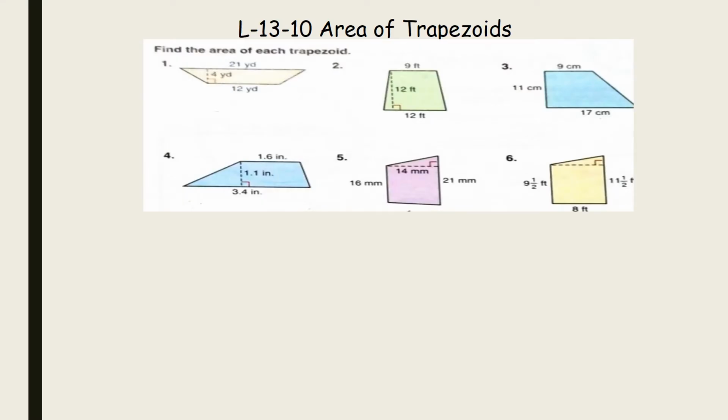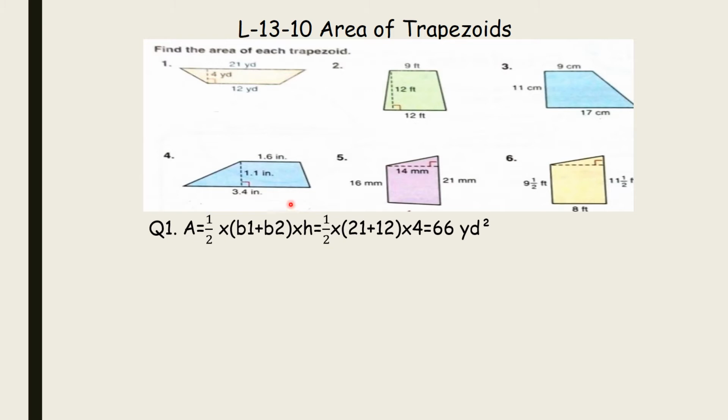Now start your questions. Question number 1 to 6 are there. Then you can see, start with the question 1. What is your question 1? You can see in this one, 12 is the B1 and B2 is 21, and what is the perpendicular height? 4. Then you can see here half 21 plus 12 multiplied by 6. What is the answer? The 2 is cancelled with this 4. 2 is there and 2 is multiplied by, altogether is 33 and multiplied by 2 is 66.